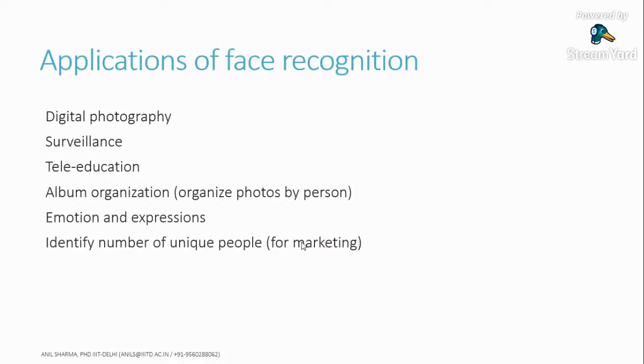For example, album organization, where we organize the photos and categorize them by different people. We can also do emotion and expression recognition. So for example, if we can recognize emotions from the face, let's say with Alexa or Amazon Echo, then after detecting the emotion of the face, corresponding music can be played. If the person is feeling sad, then some music can be played which will improve the mood of the person. Another application is identifying the number of unique people, which is useful for marketing, where people have to identify who is the unique person coming to a particular store, and then they can do better marketing to the new person as compared to the person who is coming again and again.